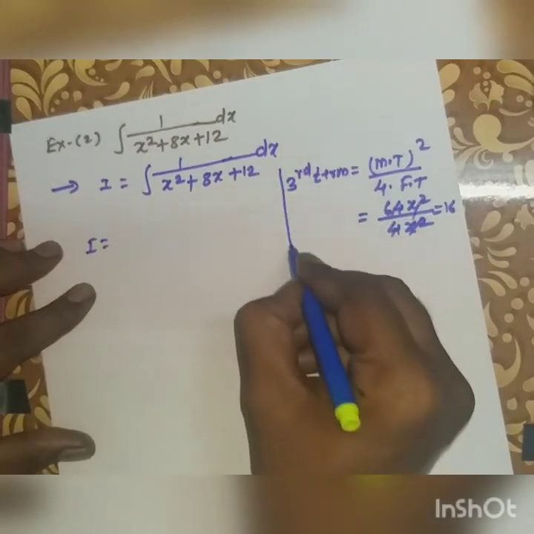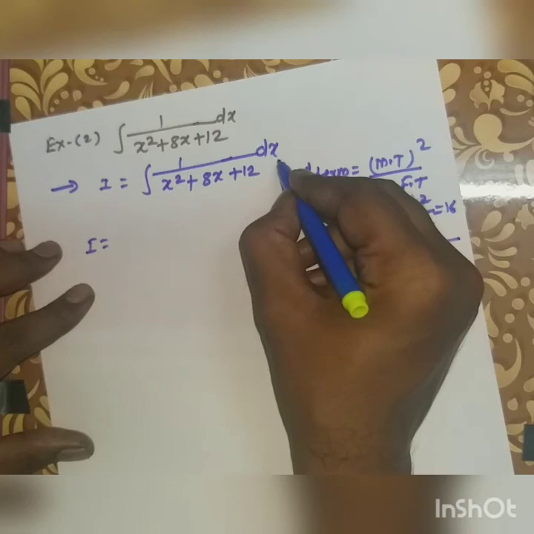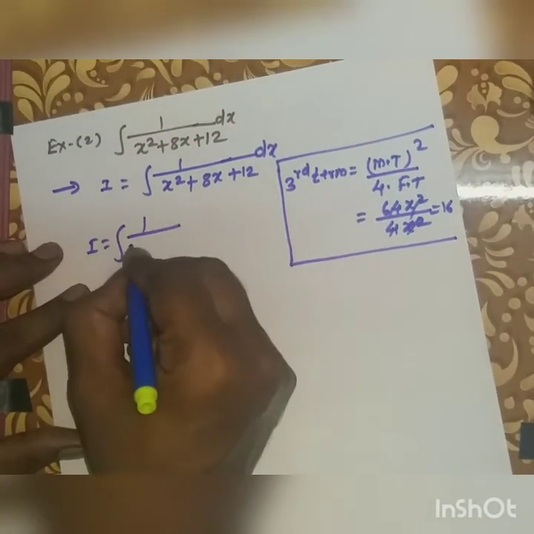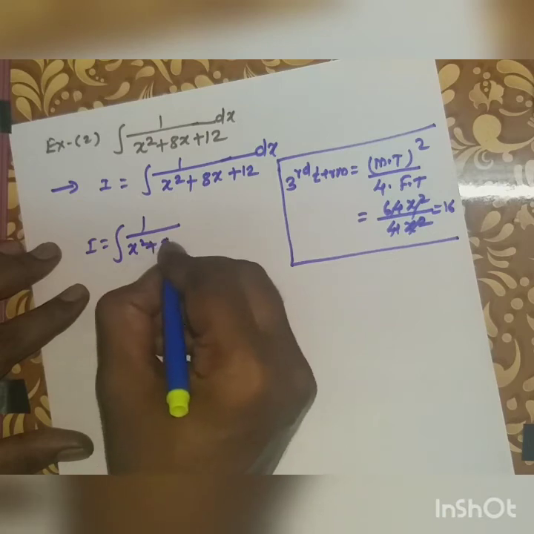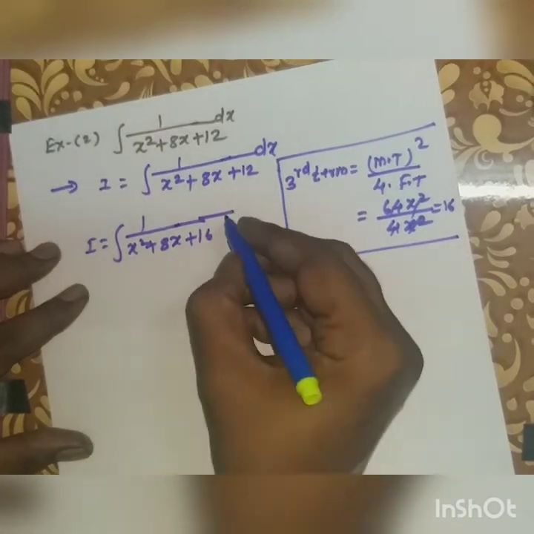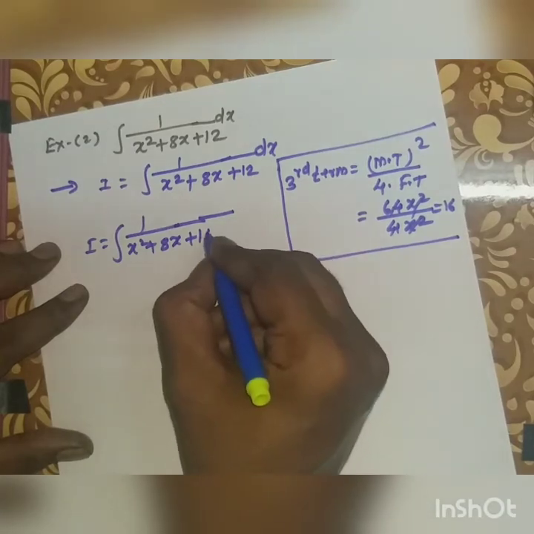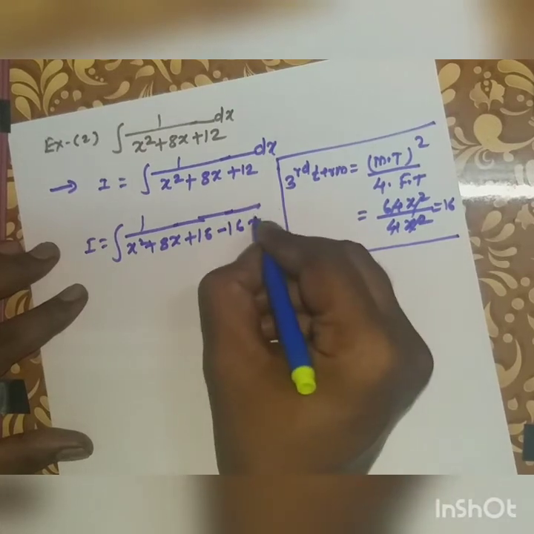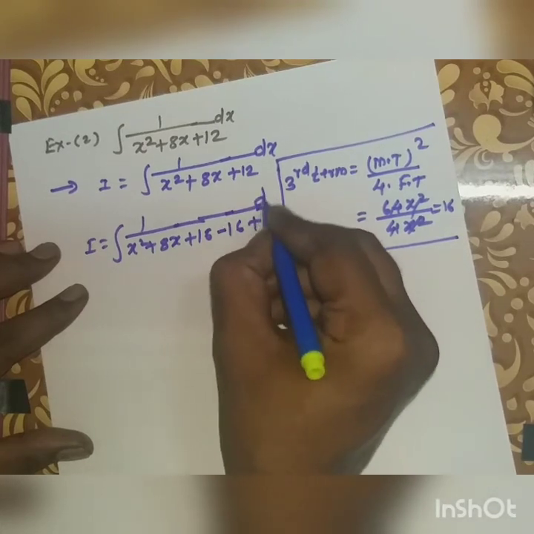Therefore now this is the rough calculation. Integration I is 1 divided by x square plus 8x plus 16. We take an extra plus 16, then minus 16 plus 12 is given.